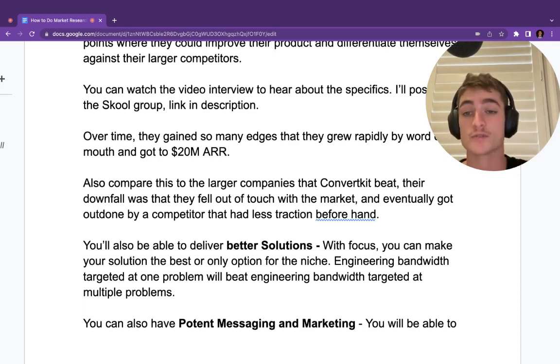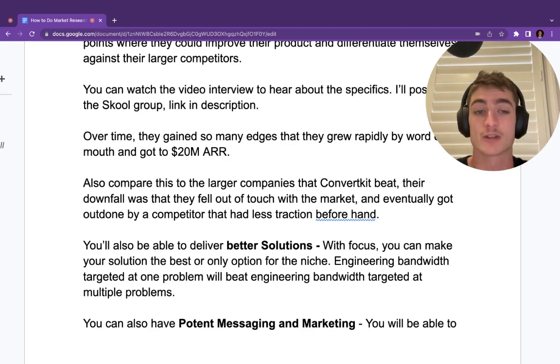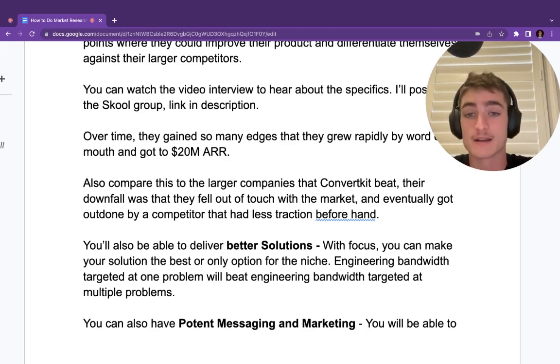You can also compare this to the larger company's perspective, the one that ConvertKit ended up beating. Their downfall was that they became so out of touch with the market and eventually got outdone by a competitor that had less traction and a worse product and less resources than they did. So the bigger competitors can actually get beaten by smaller people with no resources, no traction, no case studies, if they fall out of touch with the market.